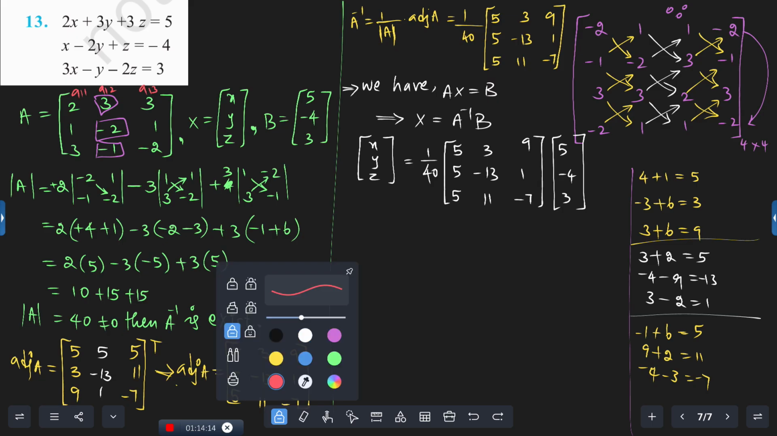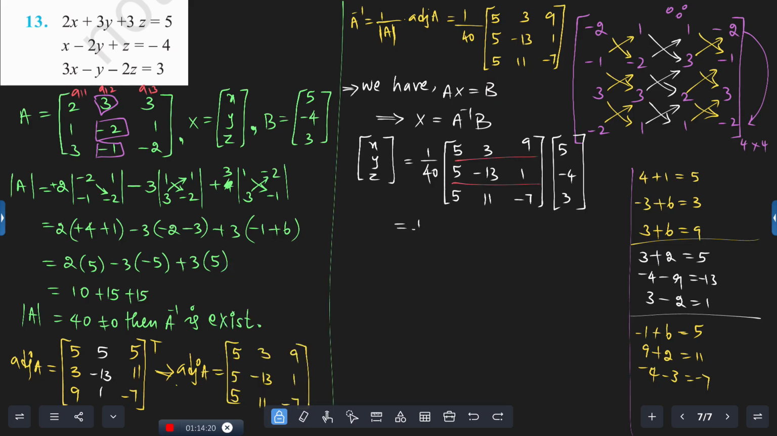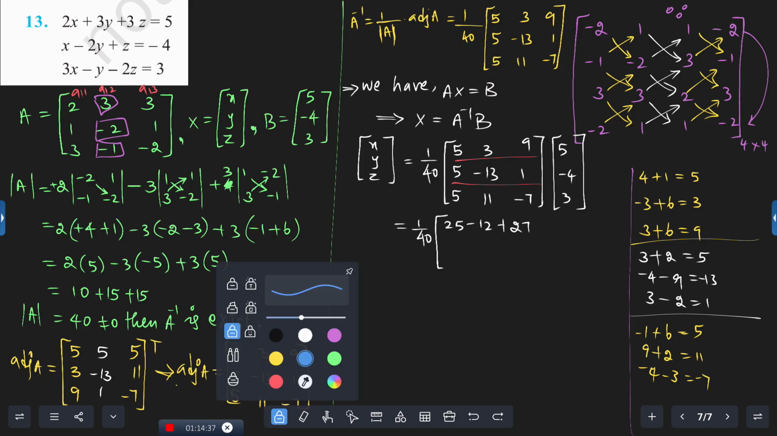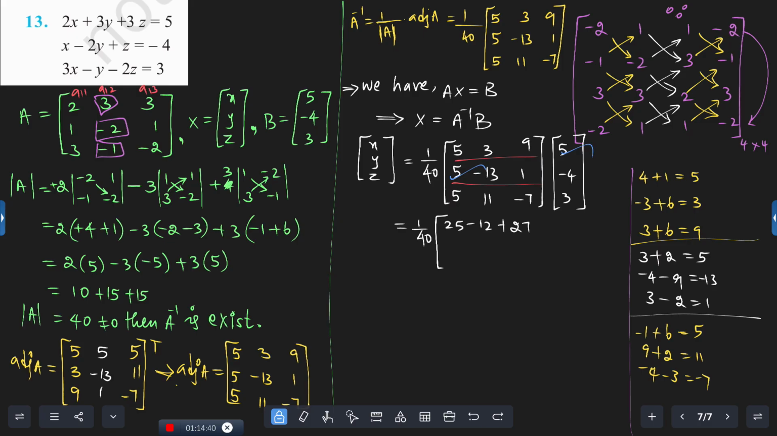Okay, so we know how to take the product of row with the column. Only one column we have, so we can do the normal product. Do carefully, children. 5 5s are 25, means first element to first element. And 3 into minus 4 is minus 12. 9 3s are 27, like that. And next 5 5s are 25 again. Minus 13 into minus 4, minus and minus plus, 13 4s are 52. And 1 into 3 is 3.